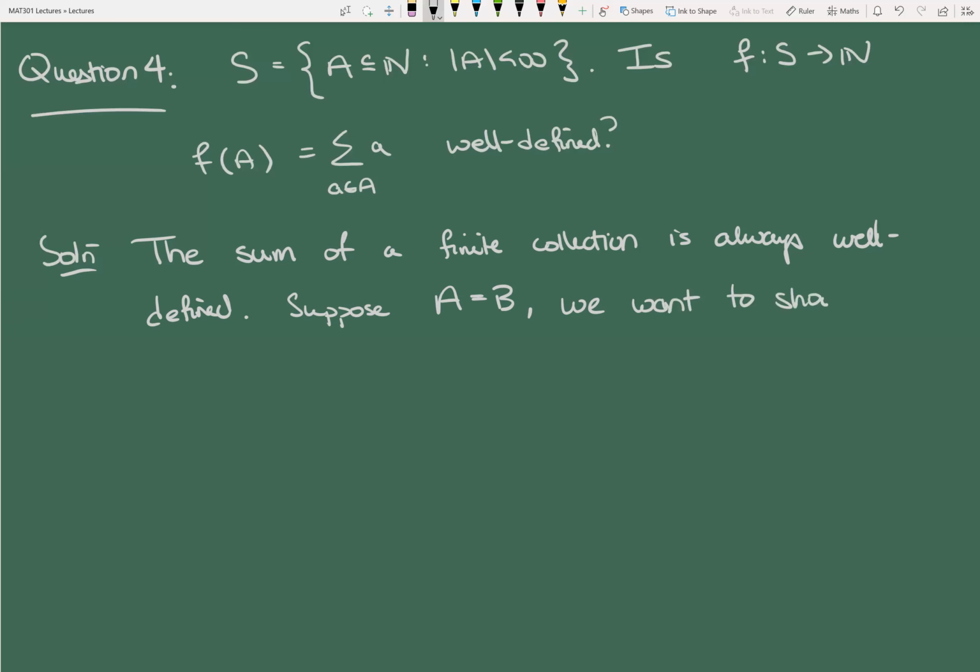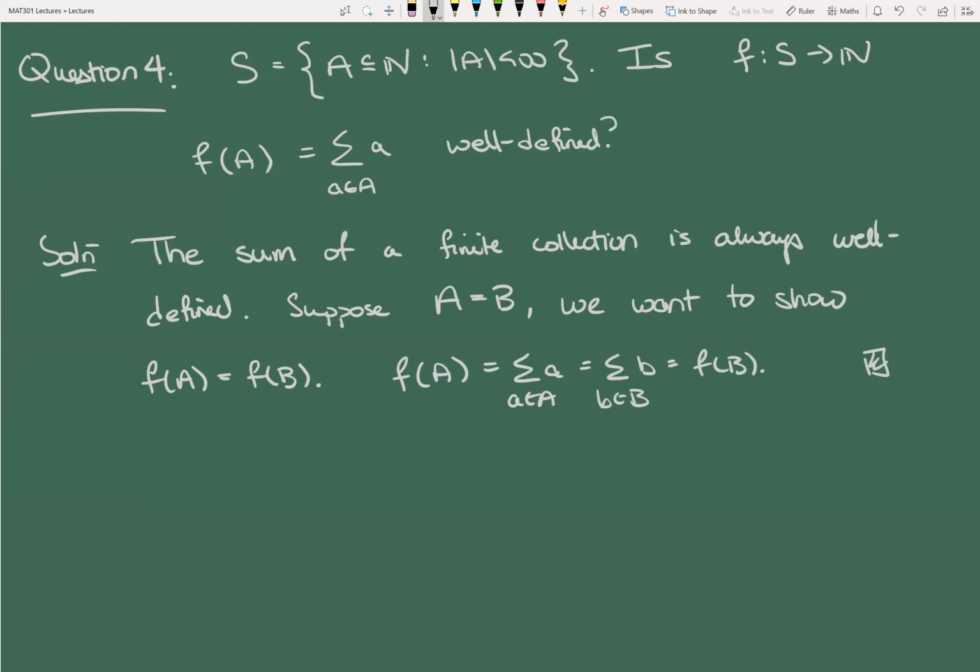To show that f of A is equal to f of B, but clearly they are, since f of A is the sum over all the elements in A. And since two sets are equal precisely when they have the exact same elements, those are just the sum over all the elements of B. And so, I guess you could do this if you want. And then if you really weren't certain, like, can I write that these two sums are equal?